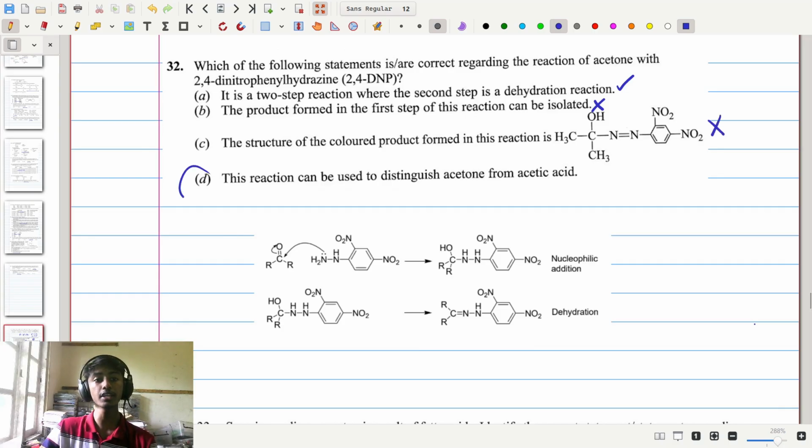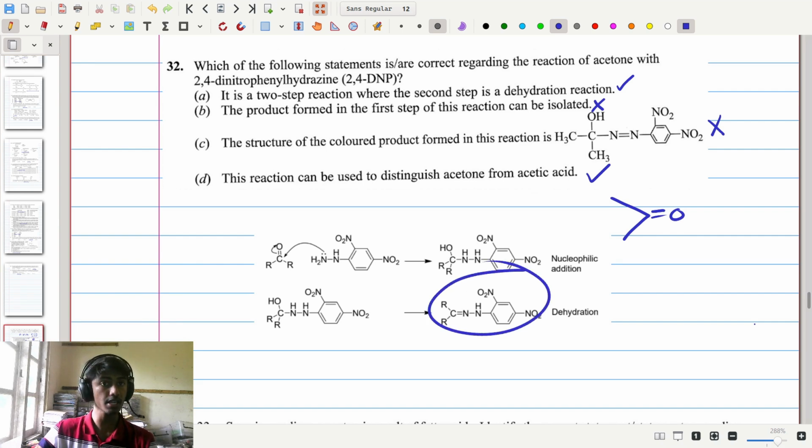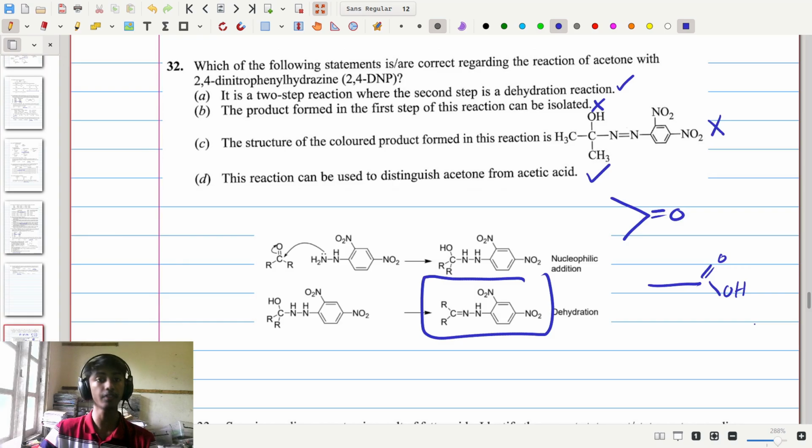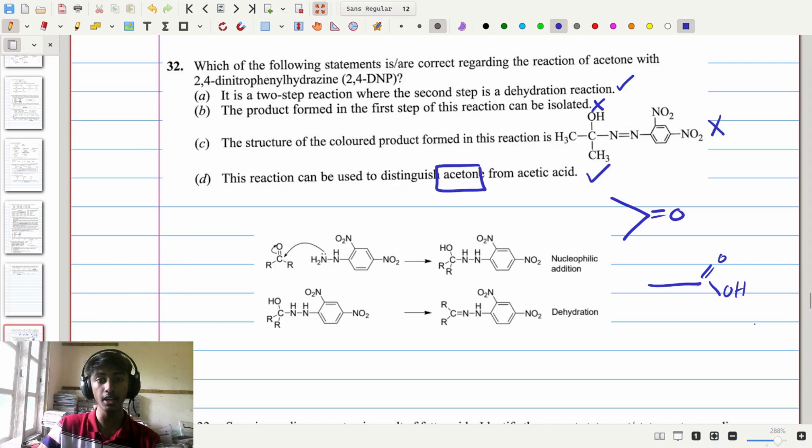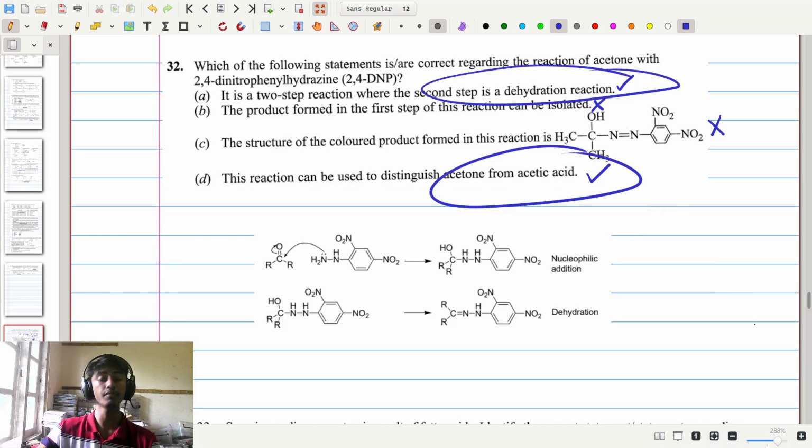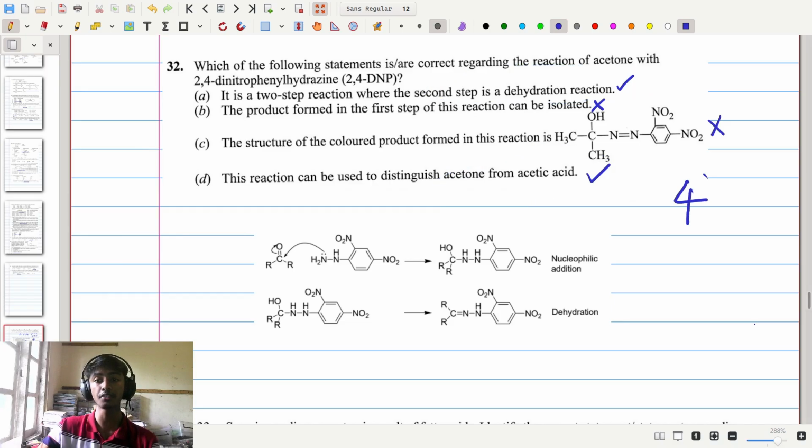Now moving on to statement D, it says this reaction can be used to distinguish acetone from acetic acid, and that statement is correct. It's correct because acetone, which is this compound right here, will react with 2,4-DNP to create this colored compound right here. However, acetic acid, which is this compound right here, will not react with this compound to create this kind of colored product, and therefore if you add 2,4-DNP to both acetic acid and acetone, acetone will change color while acetic acid will not. So therefore statement D is correct. Now according to that, since only A and D are correct, we once again have answer number 4 as the correct answer for this question.